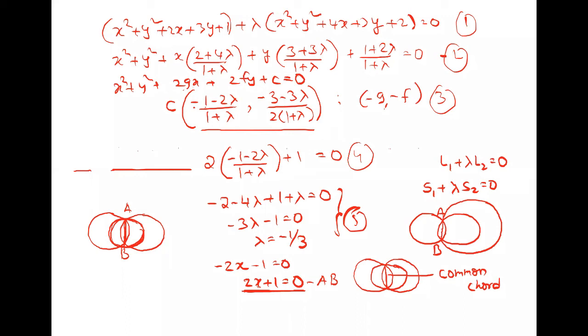Next one. Got it? Once you get the value of lambda as minus 1 by 3, you have to substitute it to get the circle equation. x square plus y square plus x times (2 minus 4 by 3) by (1 minus 1 by 3). Further you solve it, you get the value. Option B is correct.